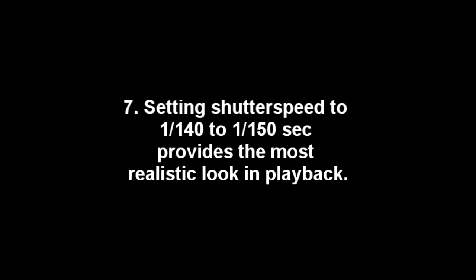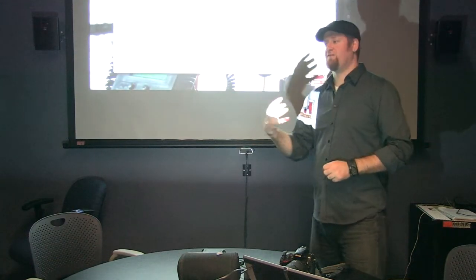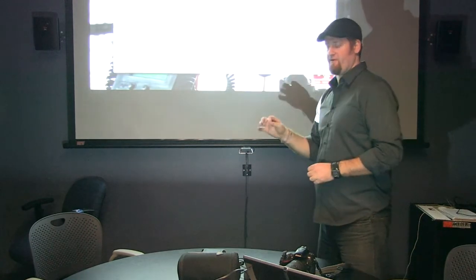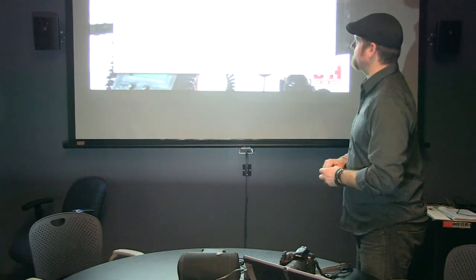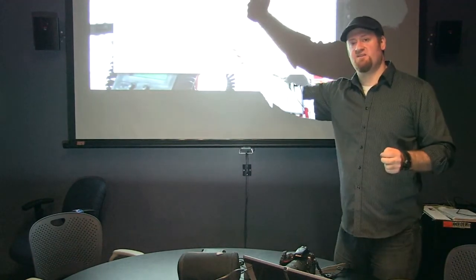Number seven. Setting your shutter speed to 1/40th or 1/50th of a second is going to give you the best quality for a realistic look. If you're not set on aperture priority, try to lock that one down at 1/40th or 1/50th of a second. That's a general rule. If you're wanting low light movement, go lower. Go much slower. Cut that in half, 1/60th of a second. Lower than 1/60th of a second is fine if you want that look.